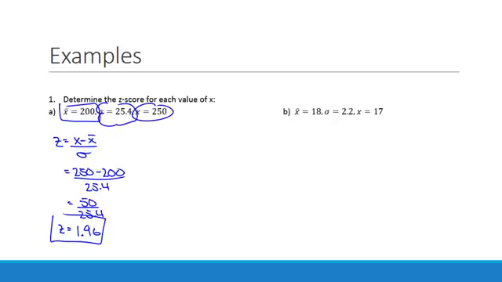Let's do B, again actually calculating the z-score. Start with my formula and work things out. So now it's 17 minus 18, divided by 2.2. That works out to negative 1 over 2.2, and when I do that division, it works out to negative 0.45. So I get a z-score of negative 0.45.